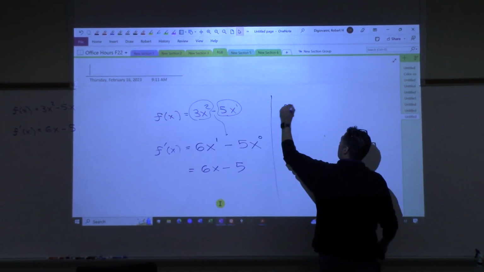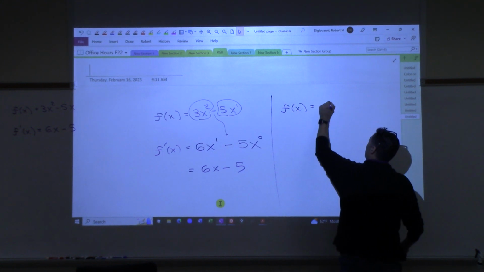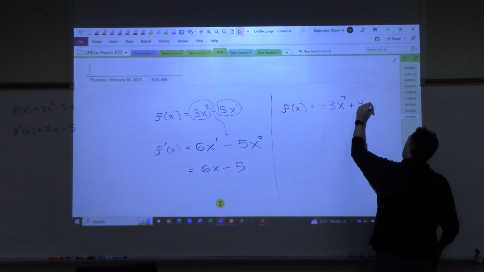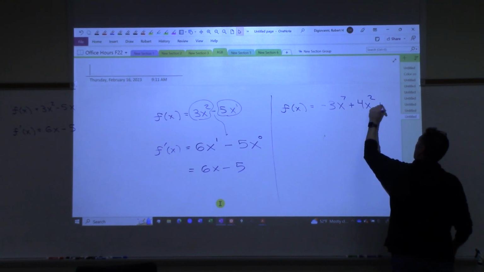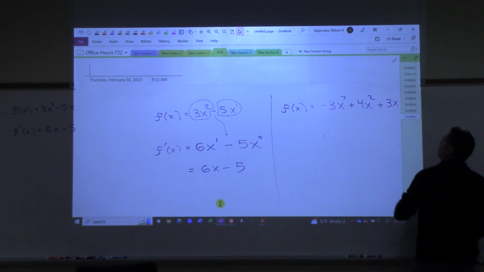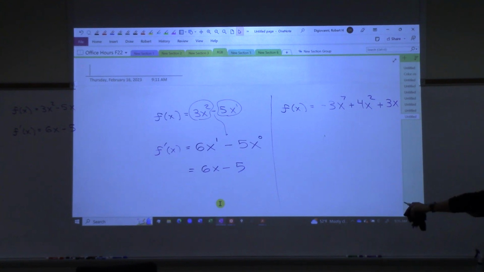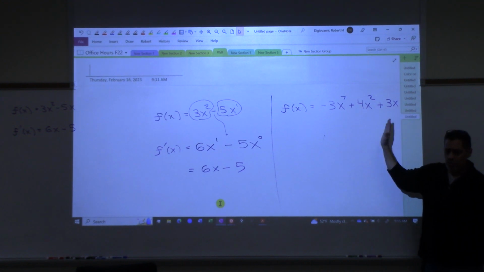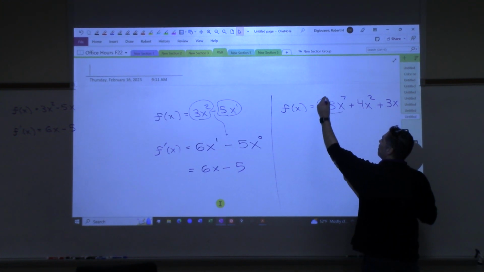All right, so let's do f of x equals negative 3x to the 7th plus 4x squared plus 3x. All right, so let's try this. So we have 3 terms, right? So I'm going to do them individually. Let's look at this one right here.